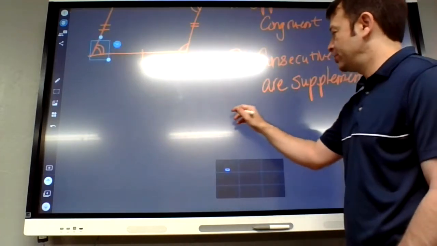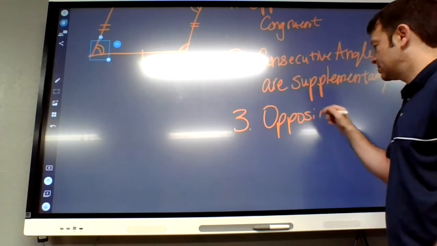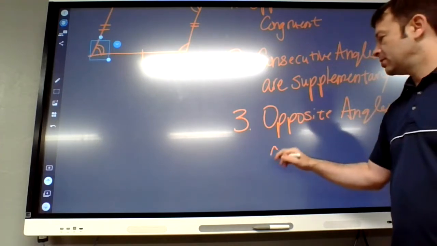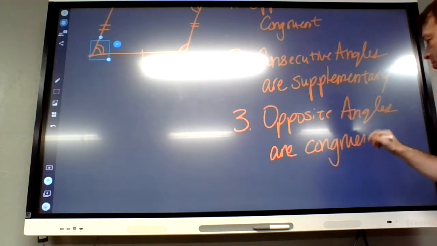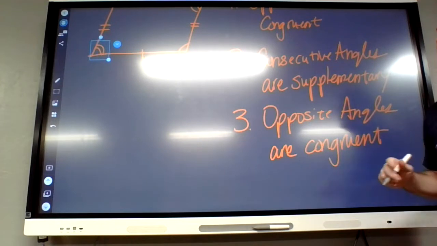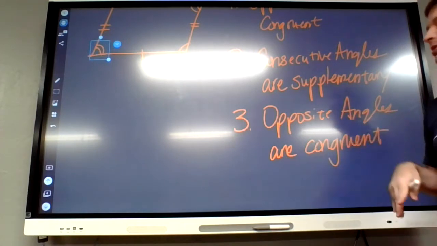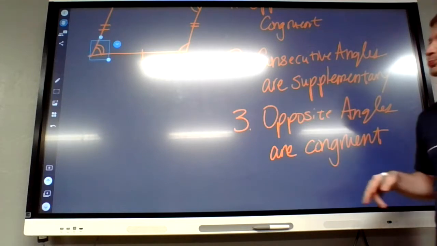So, rule number 3, opposite angles are congruent. Now, this is not really on the list, but we also know all 4 angles have to add up to 360, right? Because it's a quadrilateral. But that's not unique.